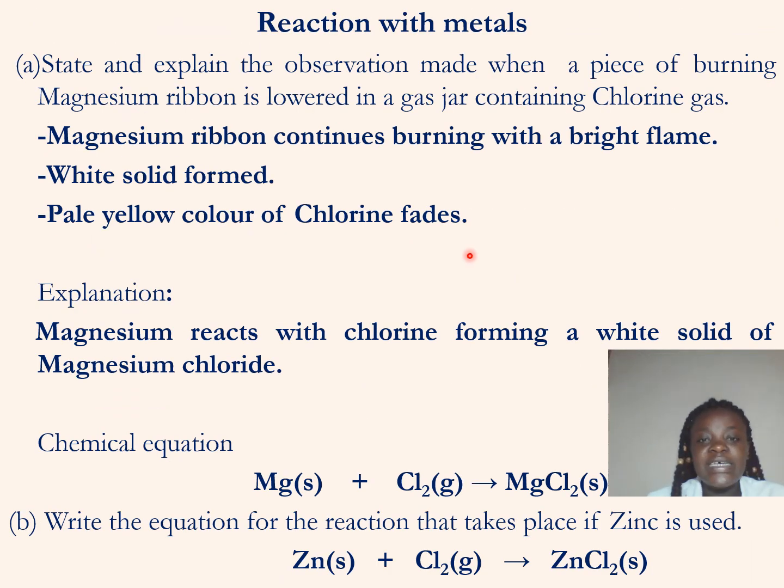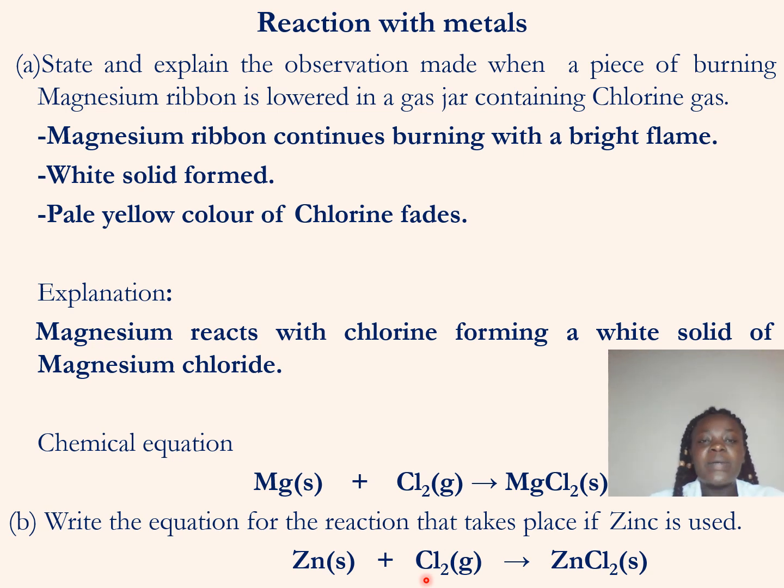The second property is the reaction with metals. So how do metals react with chlorine, or how does chlorine react with metals? So we have a question here. We are told to state and explain the observations made when a piece of magnesium ribbon is lowered in a gas jar containing chlorine gas. So when we have a burning magnesium ribbon, we introduce it in a gas jar containing chlorine gas. This is what we are going to observe.